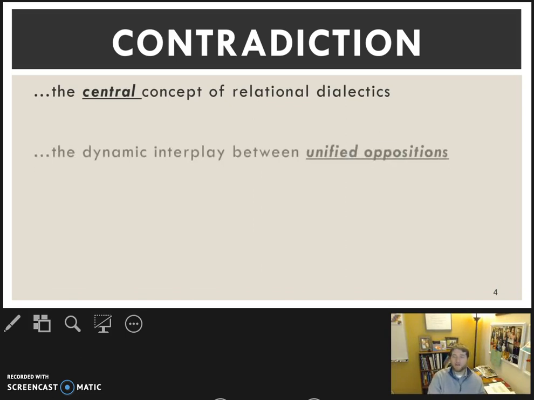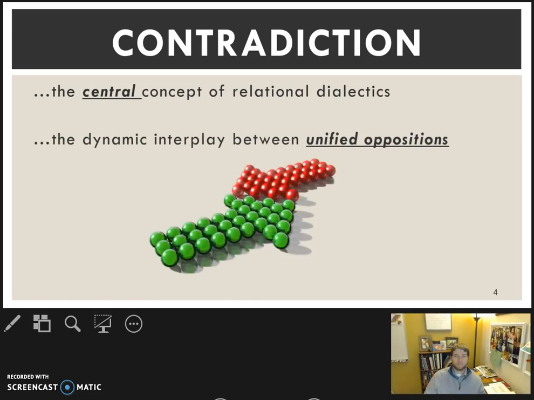And if you define contradiction, this is how it's defined: the dynamic interplay between unified oppositions. And that is what we are going to be doing with relational dialectics. We are going to take two things that are in opposition to each other, and we are going to unify them, and we're going to study how the push and the pull between these two things is what makes a relationship, okay? And so it's extremely powerful and extremely important when you start to really grasp relational dialectics.